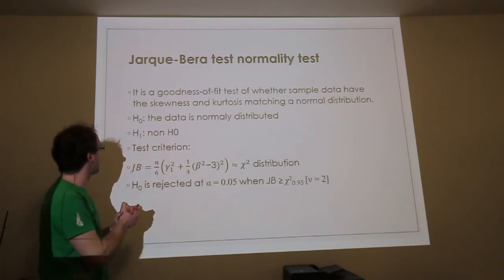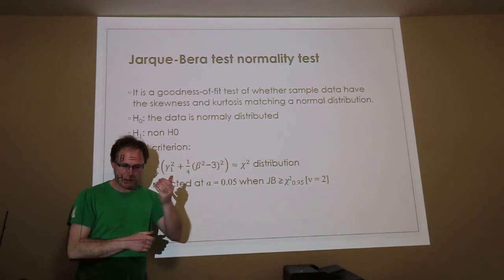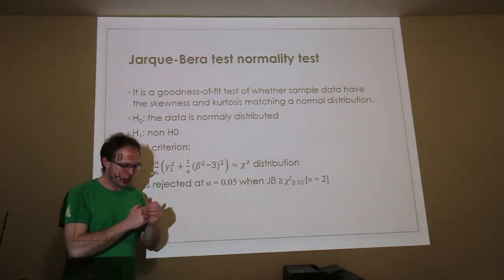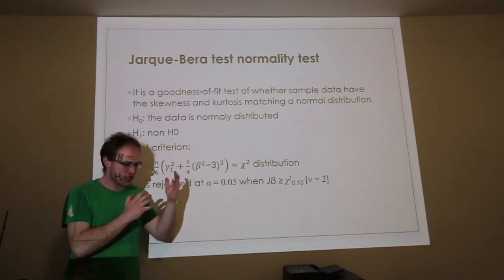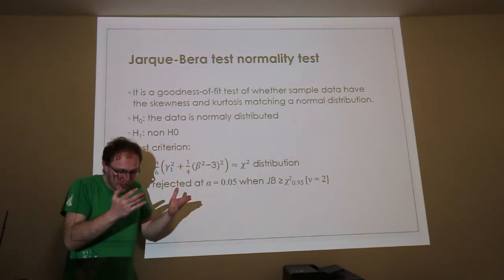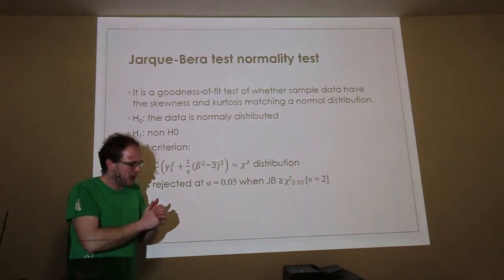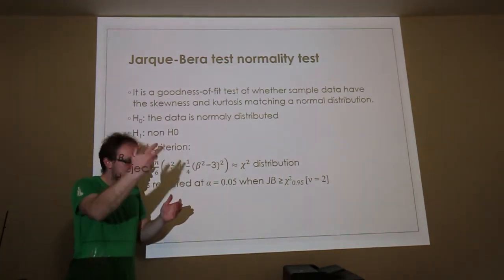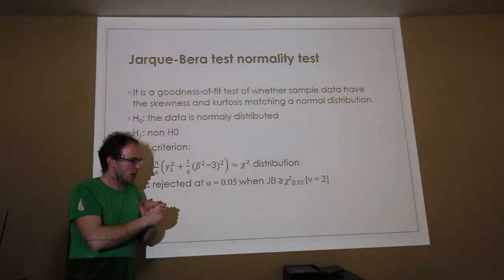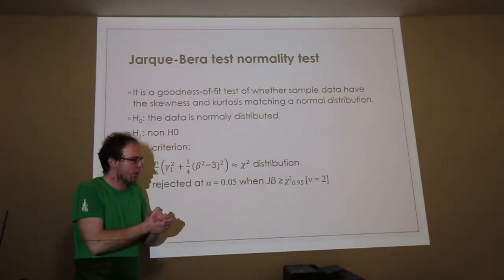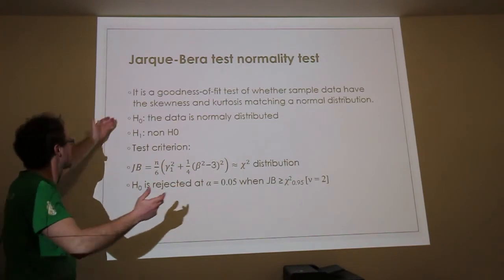So we must calculate some test statistic, which is a penalization statistic. What it means is that this statistic penalizes the empirical distribution, for example, because of asymmetry.